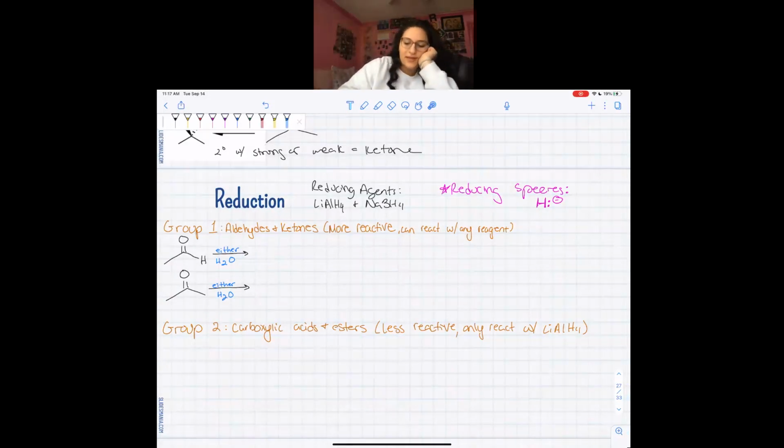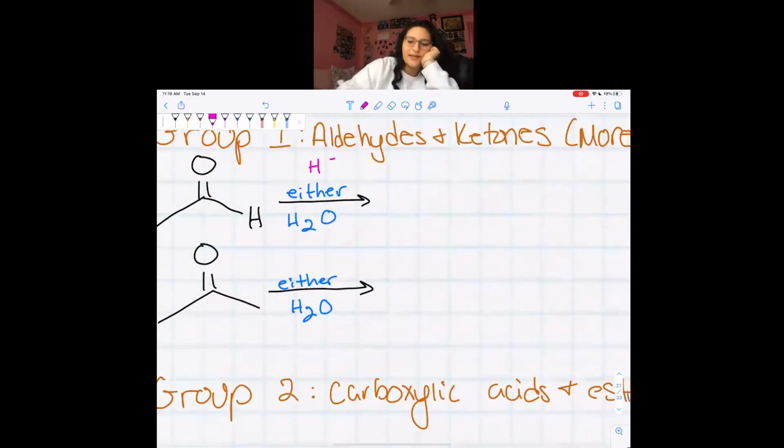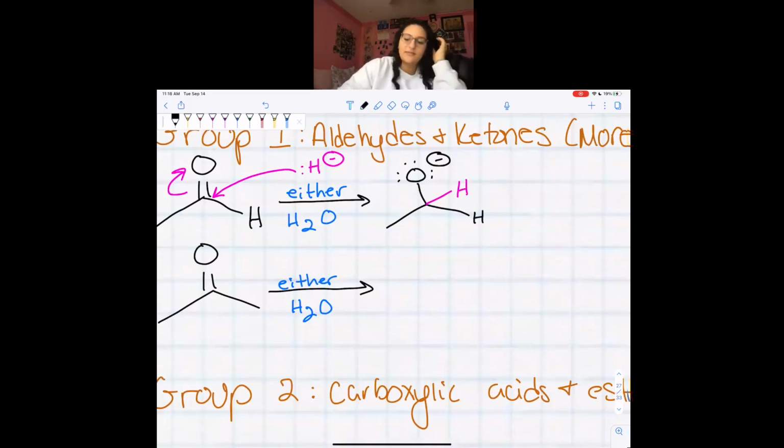Alrighty. So we're going to use either reagent. We know that H- is the actual reducing species. So we're going to attack here, bring those electrons up, right? In the first step, we get O-. We added a hydrogen. And at this point, you can't do anything else besides protonate. So we're going to use H2O to protonate this negative charge.